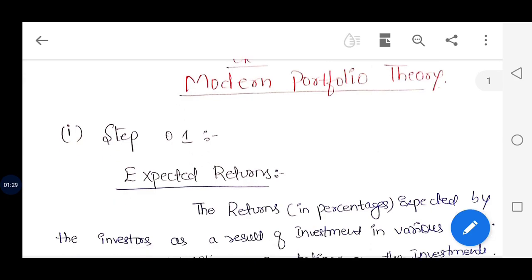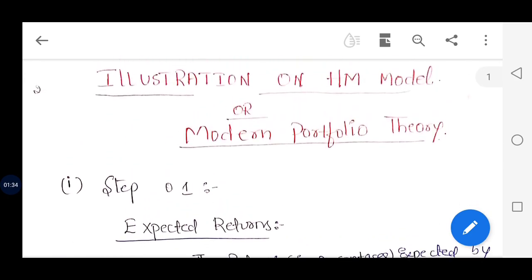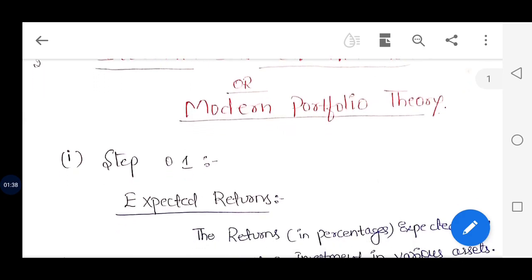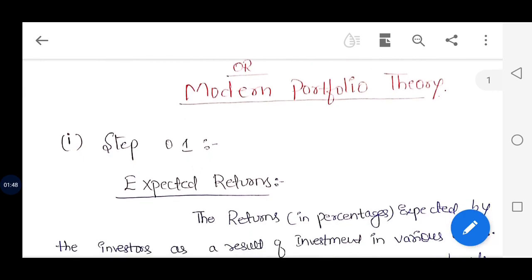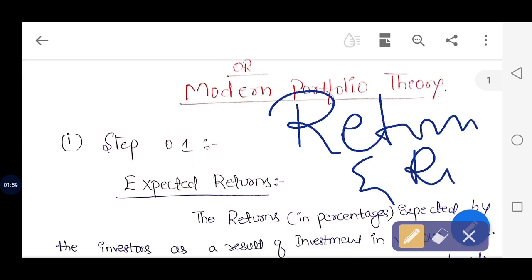According to Harry, he is simply telling us to invest in the mutual funds. Sorry for the voiceover. He's also telling us to invest in the securities by calculating the returns and risk. So, how can we calculate our returns?